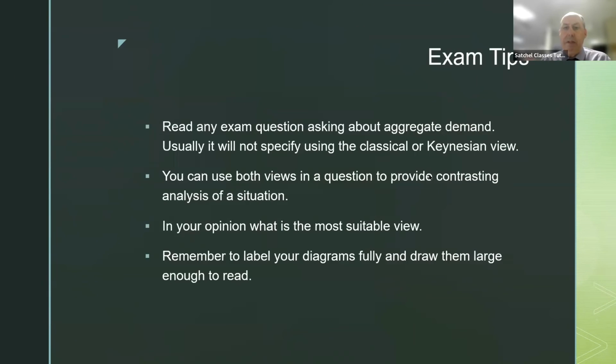So, exam tips. Read any question asking about aggregate supply. Usually it will specify using the classical or Keynesian view. If it doesn't, then it's up to you. You can choose which view you're going to use. You can use both views in the question and provide contrasting analysis of a situation. And you need to provide your opinion. What is the most suitable view, whether it be the classical or the Keynesian view?